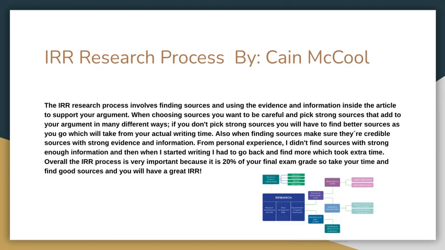IRR process. The IRR research process involves finding sources and using the evidence and information inside the article to support your argument. When choosing sources, you want to be careful and pick strong sources that add to your argument in many different ways. If you don't pick strong sources, you have to find better sources as you go, which will take time from your actual writing time. Also, when finding sources, make sure they're credible sources with strong evidence and information. From personal experience, I didn't find sources with strong enough information, and then when I started writing, I had to go back and find more, which took extra time.